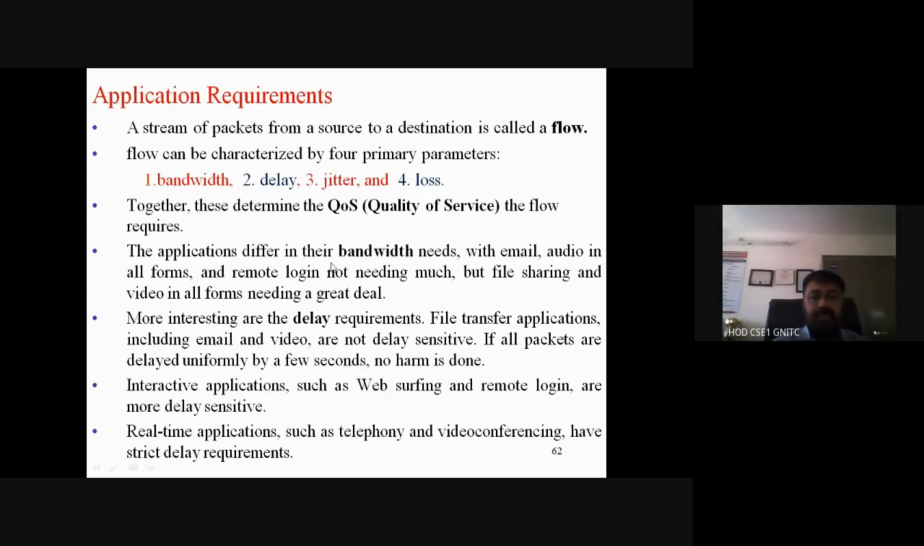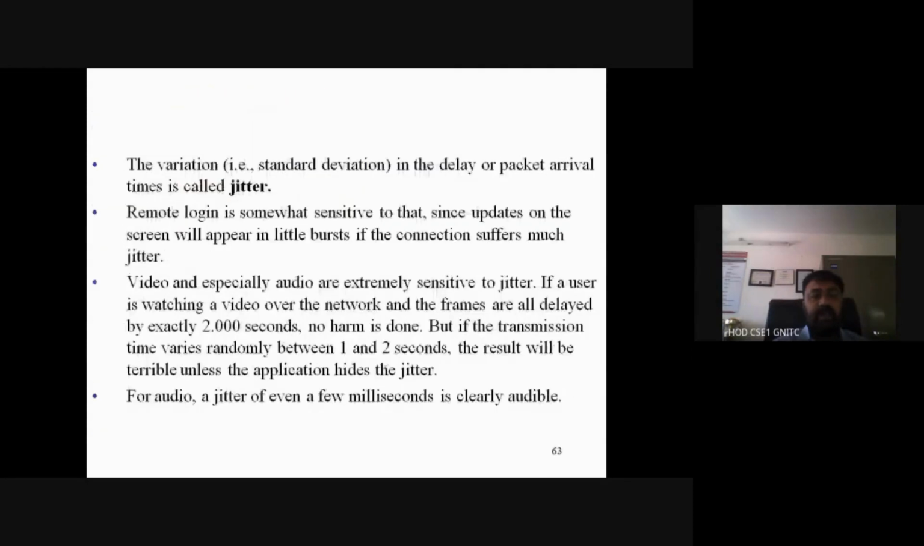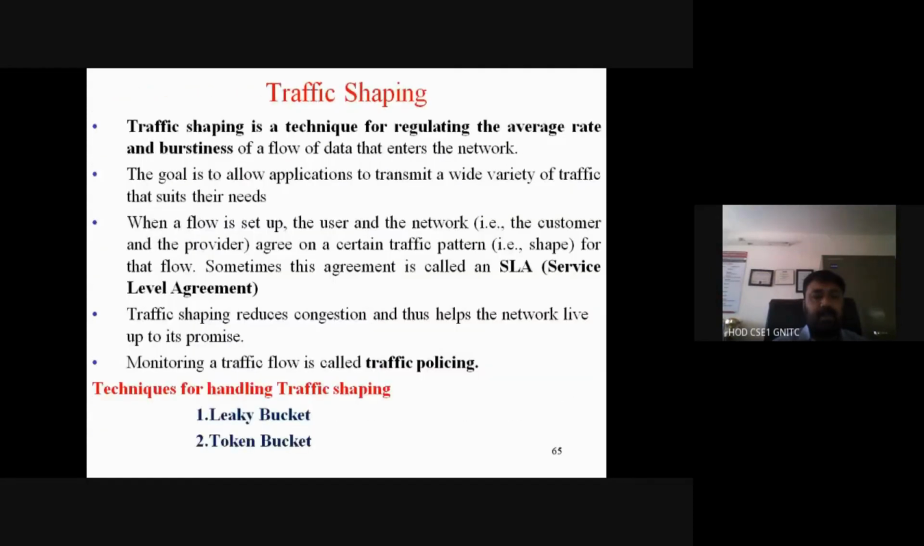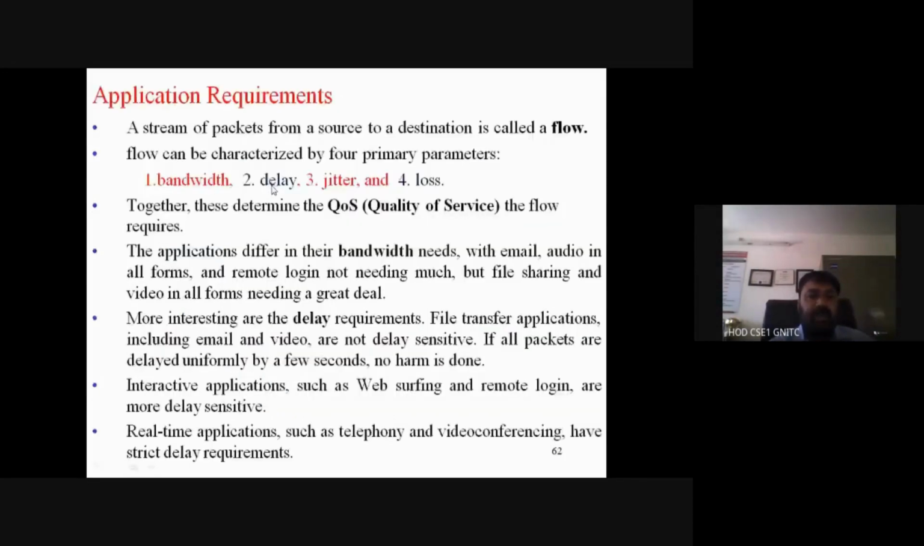In the last class we saw what bandwidth is, what delay is, what jitter is, and what packet loss is. All that we have seen, and we have also seen the different requirements of applications. Once again, I'll repeat these four parameters. Bandwidth is the rate used by any node. It varies depending on whether it is a normal email, audio, or any other form. So how does it vary?